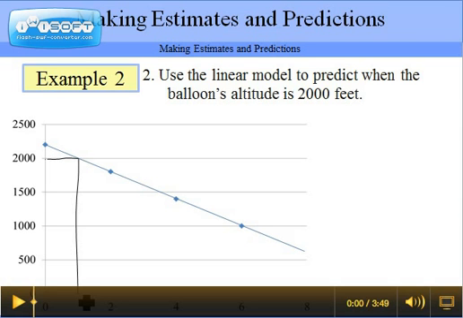So in example 2, we found that when the value of the independent variable t is 5, the corresponding value of the dependent variable a is 1200. We say that the input 5 leads to the output of 1200. The arrows that I drew, or the lines that I drew in these examples, show the action of the input t equaling 5 leading to the output a equaling 1200.